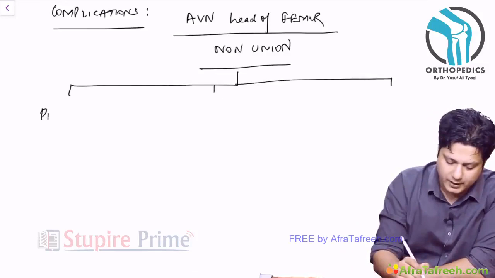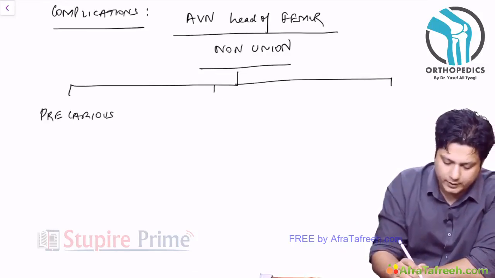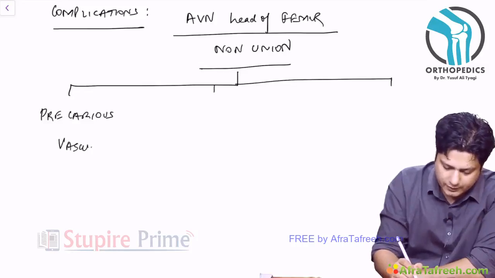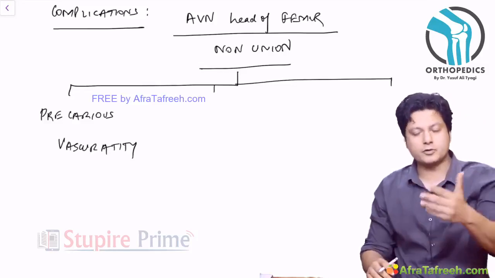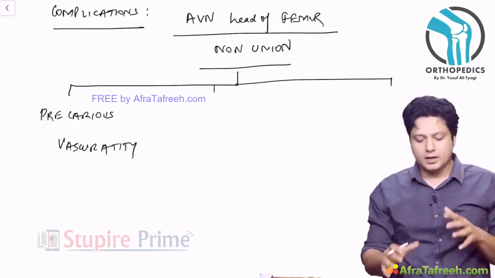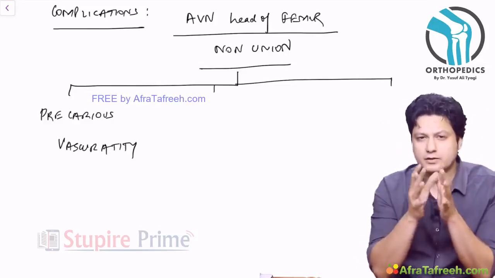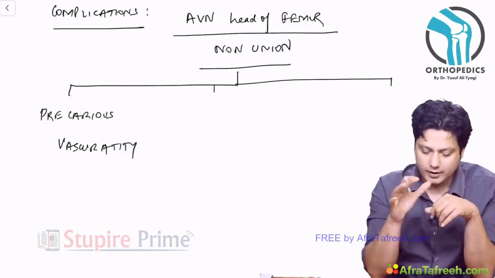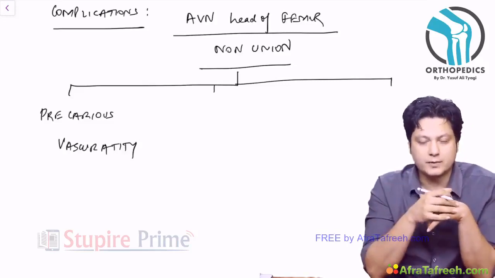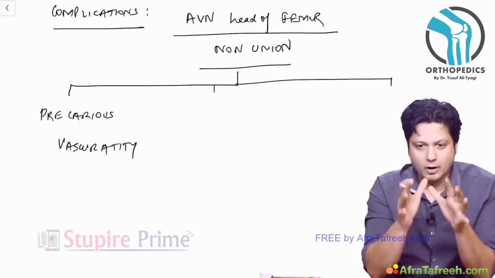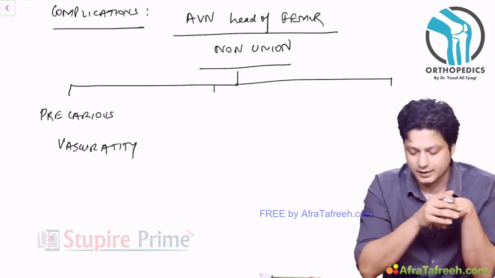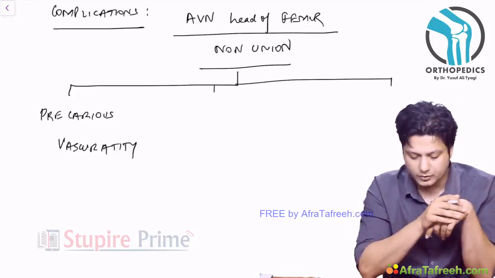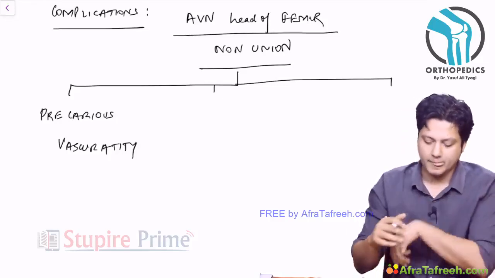One of the reasons is precarious vascularity. Now, the important point is that the vascular arrangement in the neck of femur and in the proximal part, that is the head of the femur, is precarious. That means it is insufficient or ineffective as far as the vascular supply to the head is concerned. The amount of the vascular supply that should have been there in the head as well as in the neck region is not provided. So that is one reason, precarious vascularity.